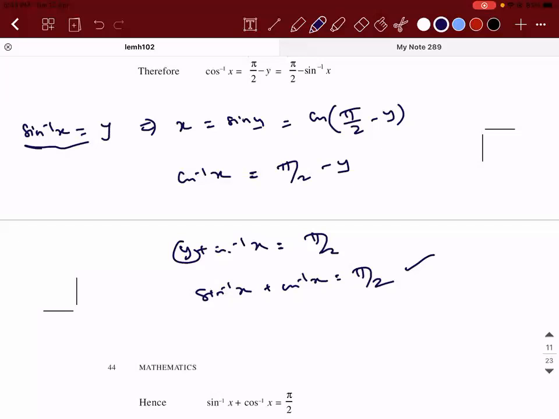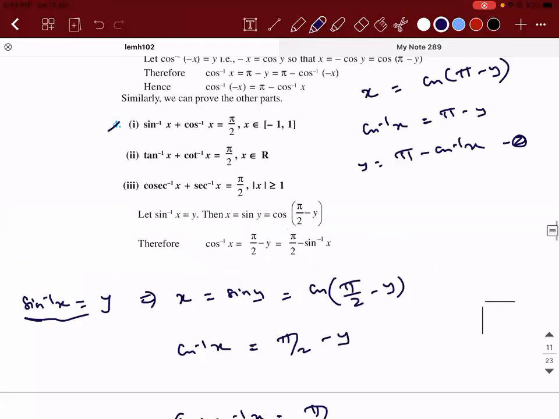Similarly, what are the other complementary trigonometric functions? Tan and cot. So tan inverse x plus cot inverse x will give you pi by 2. Similarly, what are the other two? Cosecant inverse and secant inverse. So cosecant inverse x plus secant inverse x will also give you pi by 2. So those are the other two properties. Did I say cos inverse? I'm sorry, cosecant inverse. Cosecant inverse plus secant inverse is equal to pi by 2 because cosecant and secant are complementary of each other.